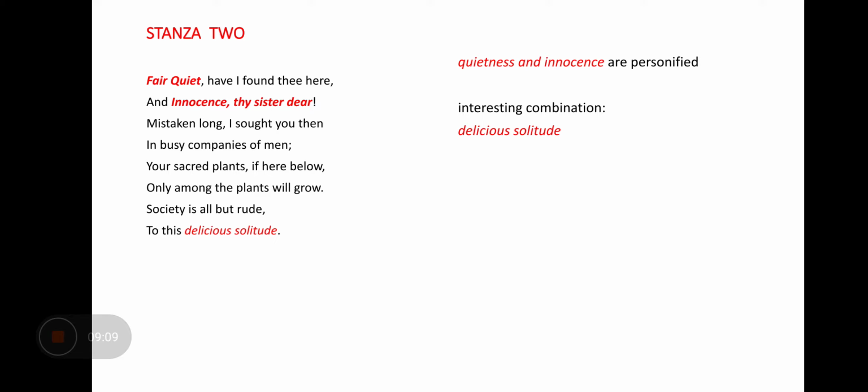On the other hand, these two qualities are there in nature, among plants. So the poet is trying to tell us that life in the company of nature is far better than the life we lead among the worldly people in the crowd.